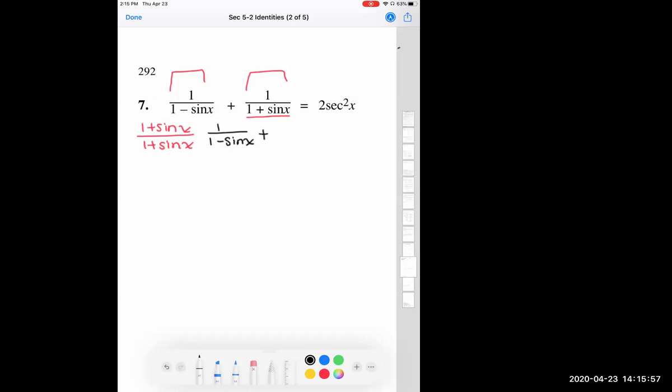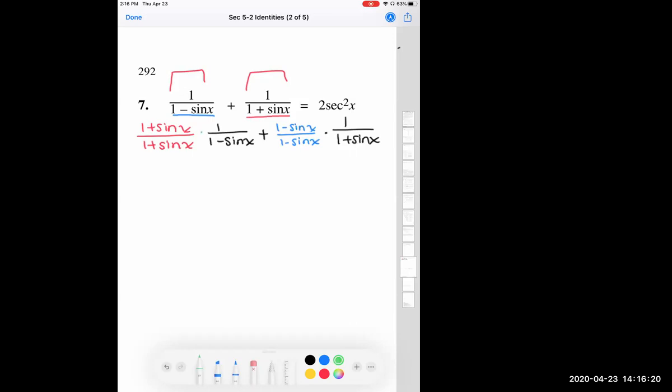And I have plus, going to multiply top and bottom by the denominator on my other side, 1 minus sine of x. So 1 minus sine of x over 1 minus sine of x, and I'm multiplying that by 1 over 1 plus sine of x. Okay, let's go ahead and simplify.